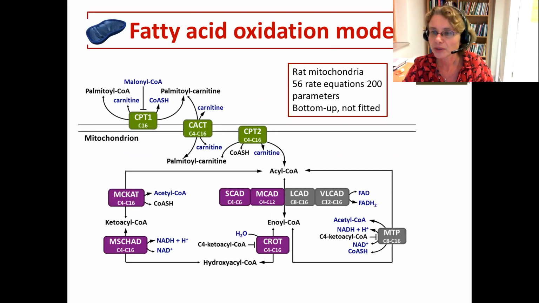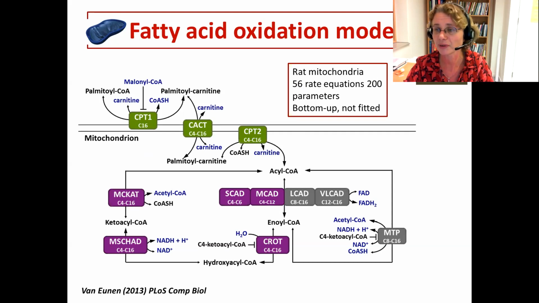Karen van Eunen, a postdoc in our group, built a computational model. As we have discussed, these enzymes all do multiple reactions with multiple substrates, even though you see only a few enzymes, there are many more reactions there. So we have 56 rate equations here, giving us 200 kinetic parameters, and they were all taken from the literature, from in vitro studies. Some of them we had to identify ourselves. So this is completely bottom up. We just put together in a model what we have and see how the system starts behaving.